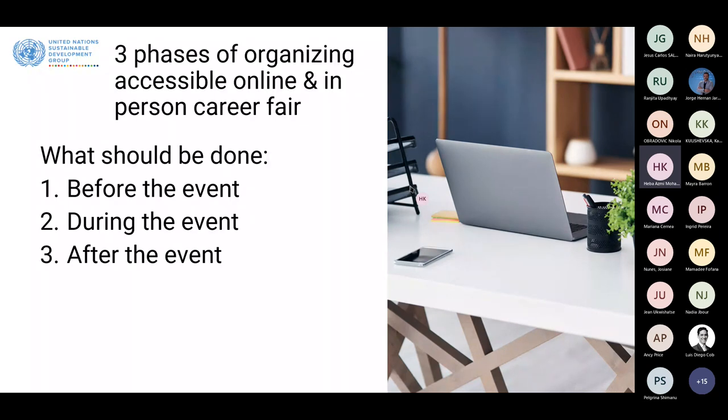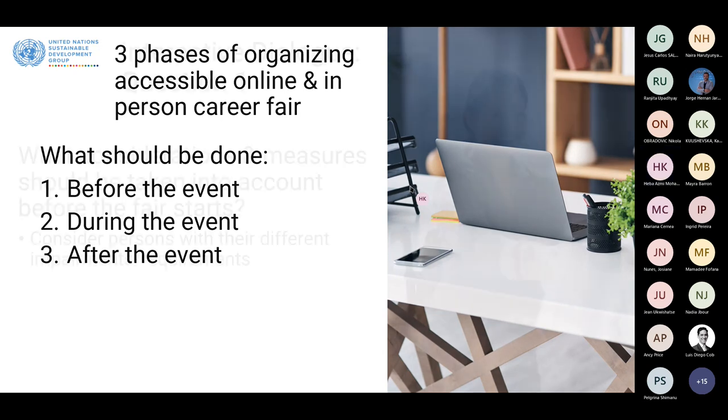Because most people would think, okay, I'm going to take all the precautionary measures and all the reasonable accommodations before the event starts and during the event, but they are going to forget about after the event, when the event will finish. They might think, okay, I don't have to do anything at this stage, but this is of course not very true, because there are things that need to be done after the event as well.